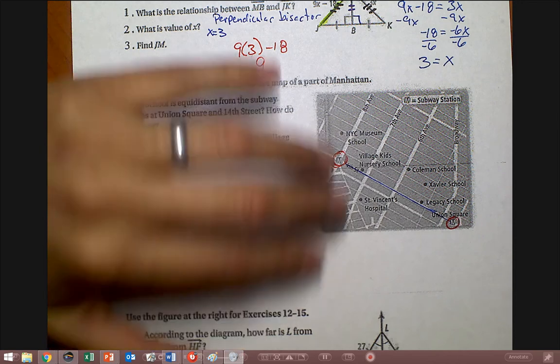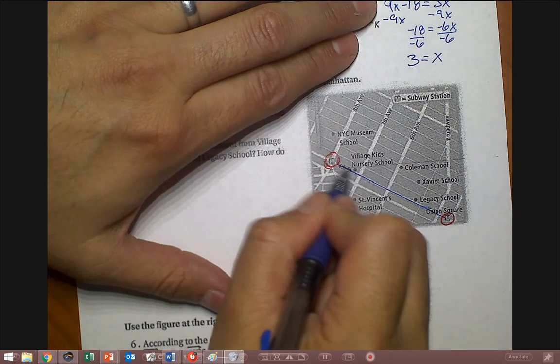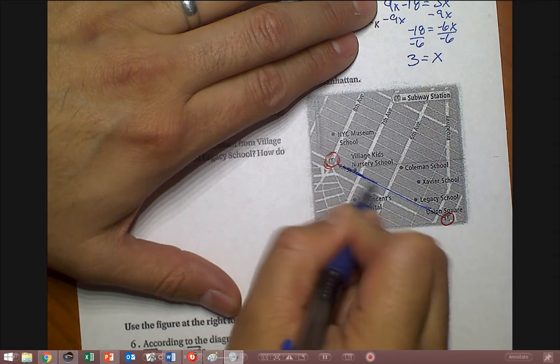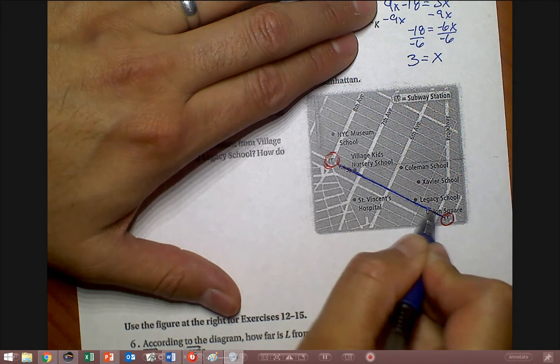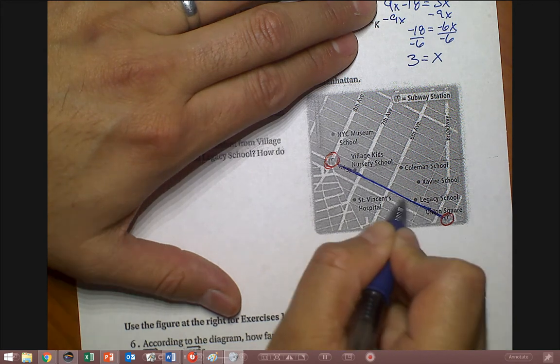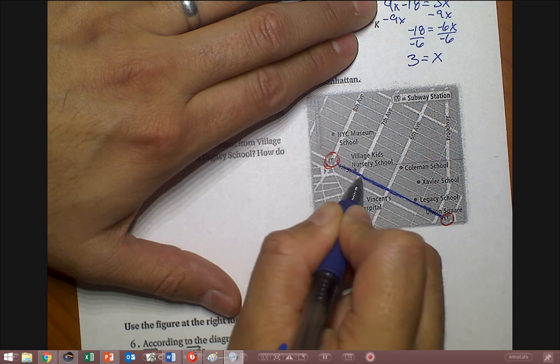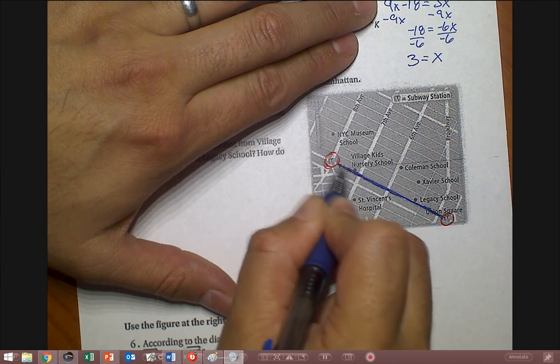Can't see what? Draw a line connecting them. Yep, a straight line connecting them. There we go.